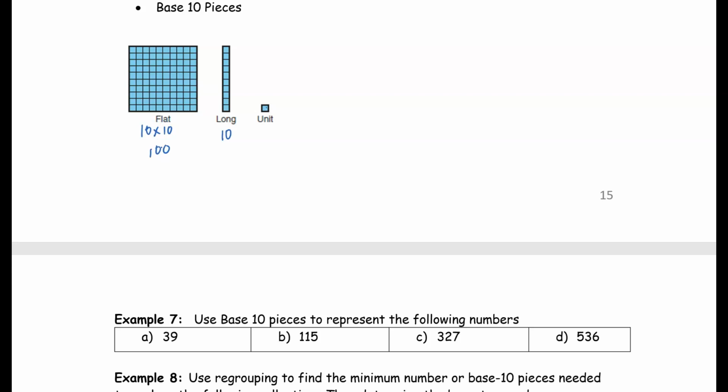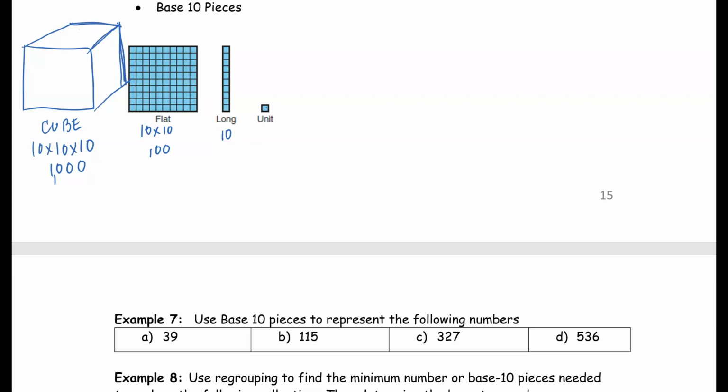And then I'm going to draw the next one. It's not going to be to scale, but imagine if you put 10 flats together, so that'd be 10 times 10 times 10. We call this a cube. So this is 10 cubed, 10 times 10 times 10, and that would be worth 1,000. So these are visual models for our place values in base 10. Okay, so we're going to use those to express the numbers in example 7.